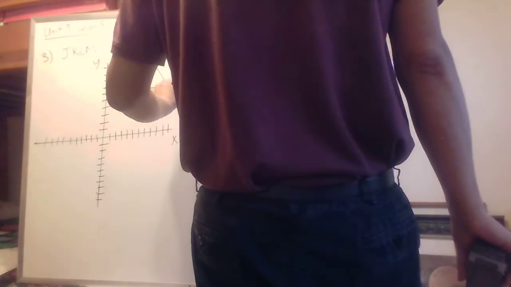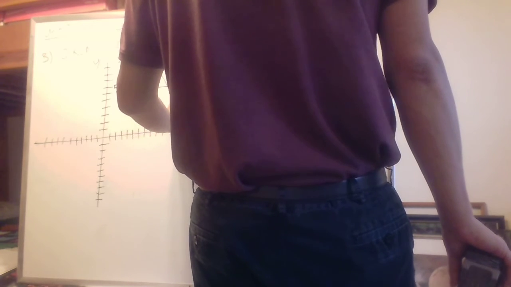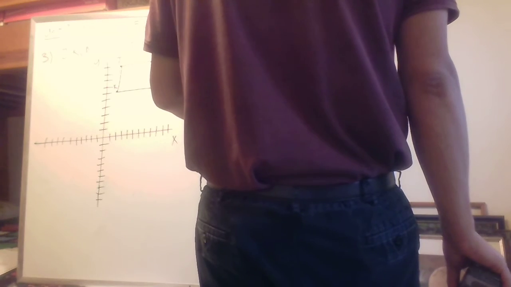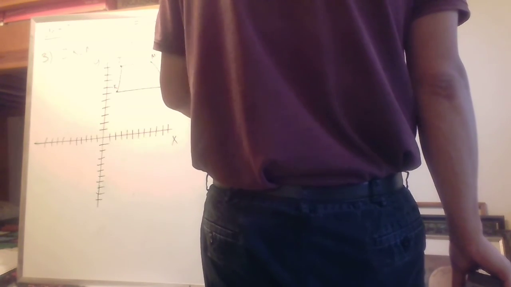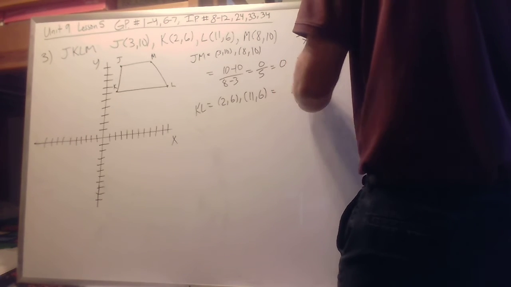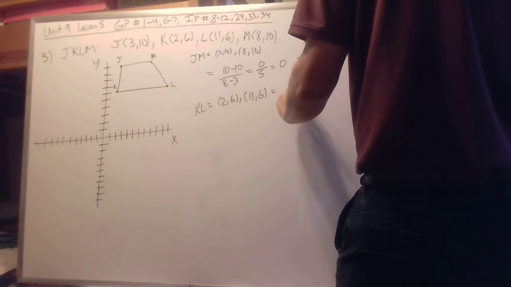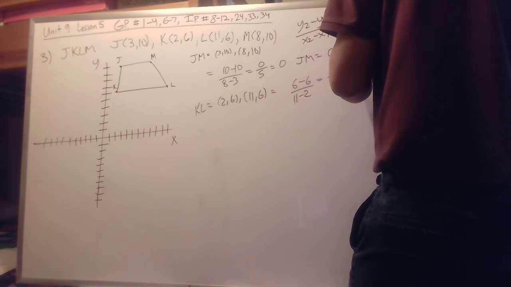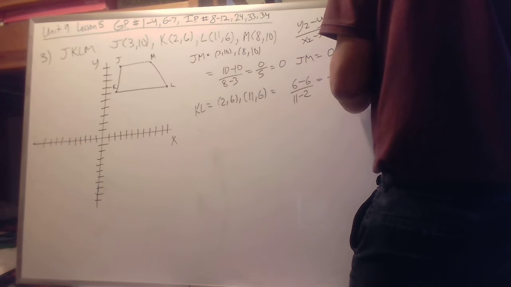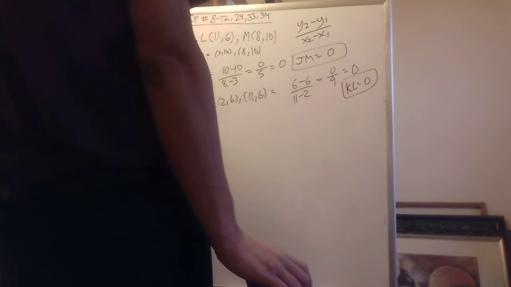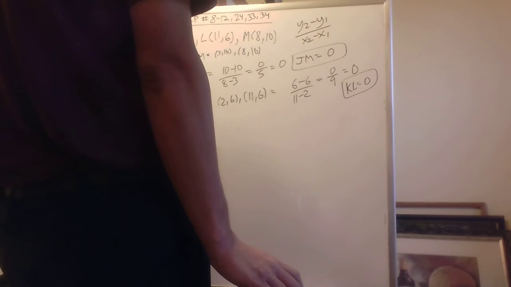All right, and now we're going to look at KL's slope. K is at (2, 6) and L is at (11, 6). So we're going to, again, go 6 minus 6 over 11 minus 2. That's going to be 0 over 9, which is 0. So KL's slope is equal to 0. I'm just circling it to let us know. So these two slopes are the same, so we know it's parallel.